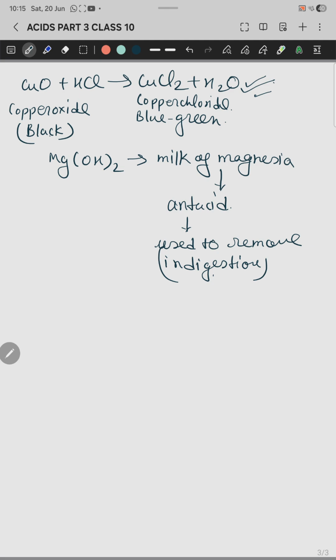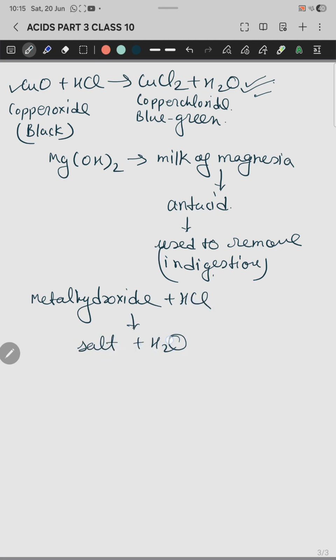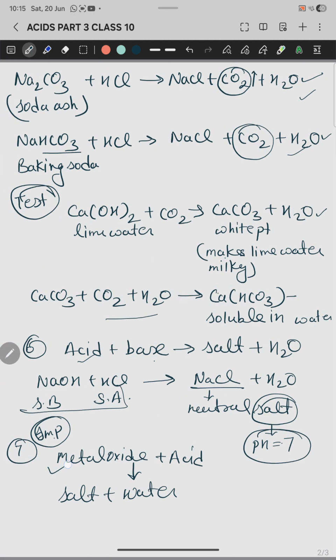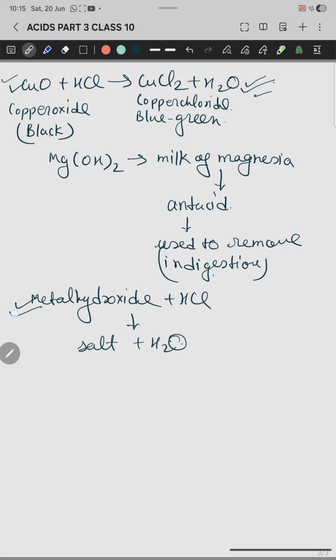So the reaction between an acid and a metal hydroxide also gives you a neutralization reaction. Suppose in the previous reaction I took the example of metal oxide. If I am taking metal hydroxide plus acid, it will give you salt plus water. So this is the meaning of that one. The first one is your metal oxide and the second one is your metal hydroxide, both having the same nature.